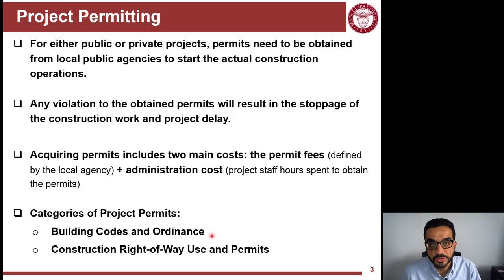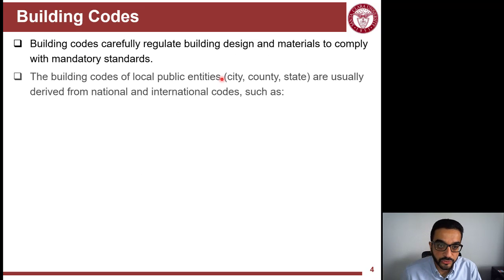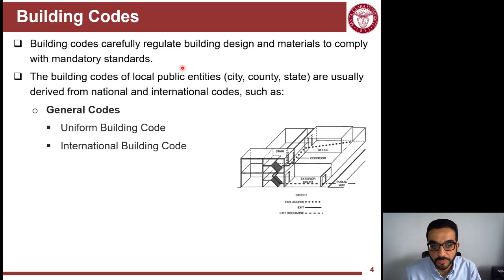So there are two main types of permits here. There is the building codes and ordinance. We're not covering the planning permit because that's a whole different thing. But if you are building in the intended zone, then you're dealing with the building permit. And then there's the construction right-of-way use and permits. So building permits deal with building codes, and basically the city staff and plan checkers will make sure that your plans are satisfying the different building code requirements.